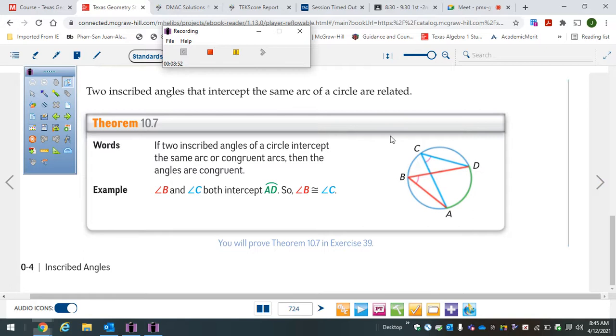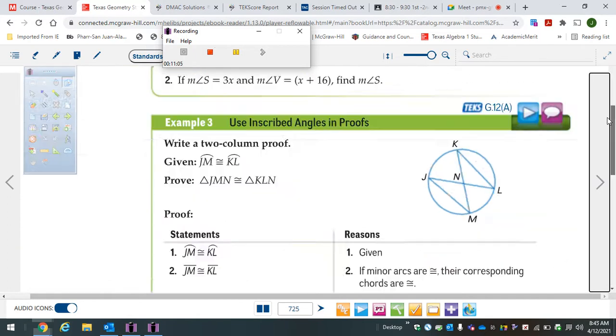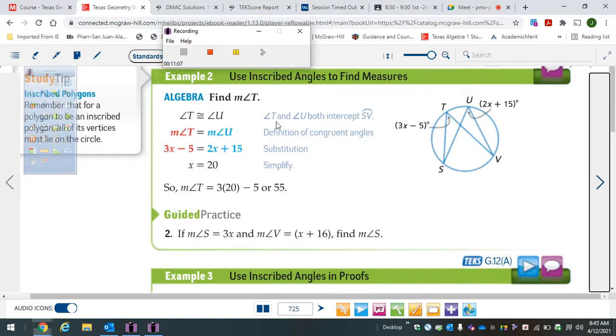Okay, so let's move on. But in this sense, don't forget, if they're going to the same arc, two inscribed angles have the same measure, congruent. So here they give us a couple, really easy in this situation. We know how it is. They always start off easy, and then they start throwing algebra. No big deal. Pretty easy for us.